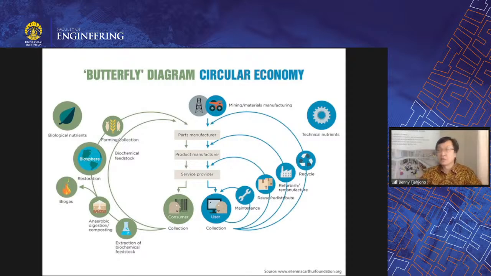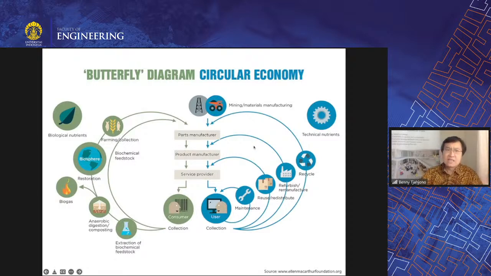Because we have two different types of cycles, let me go first to the technical nutrient cycles. This is the main principle of circular economy, whereby we produce spare parts, then we produce the product, and then we deliver the product to our customers or users, and we try to maintain this product so that it can be used longer in circulation. So maintenance is part of the circular economy, and then we have reuse or redistribute, and refurbish before it is recycled at the beginning of the process.